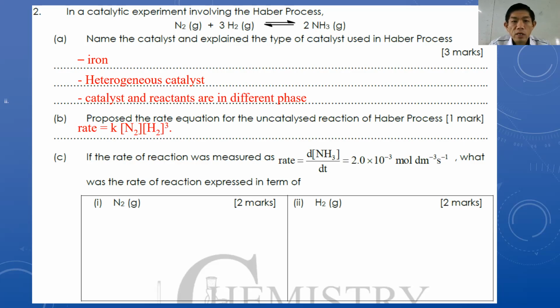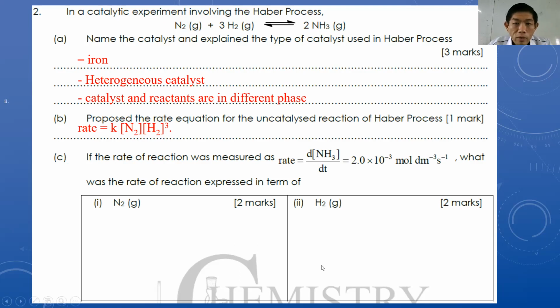C, if the rate of reaction was measured as rate equals d[NH3]/dt equals 2.0 times 10 power negative 3 mole per decimeter cube second, what was the rate of reaction expressed in terms of N2? So the way we express the rate, rate equals d[NH3]/dt, is the most basic way of expressing the rate of reaction for a chemical reaction.